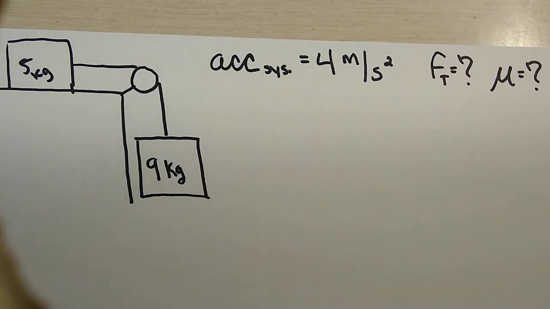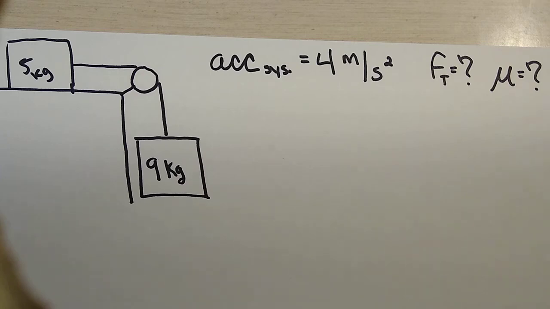All right, so on this one, we now have the same masses, but a different circumstance. The 9 kilogram mass is pulling the system in a direction, and the 5 kilogram mass is now on a platform where we need to account for friction. In fact, one thing we need to find out in this problem is the coefficient of kinetic friction. What else are we given? We're given that the acceleration of the system is 4 meters per second squared.